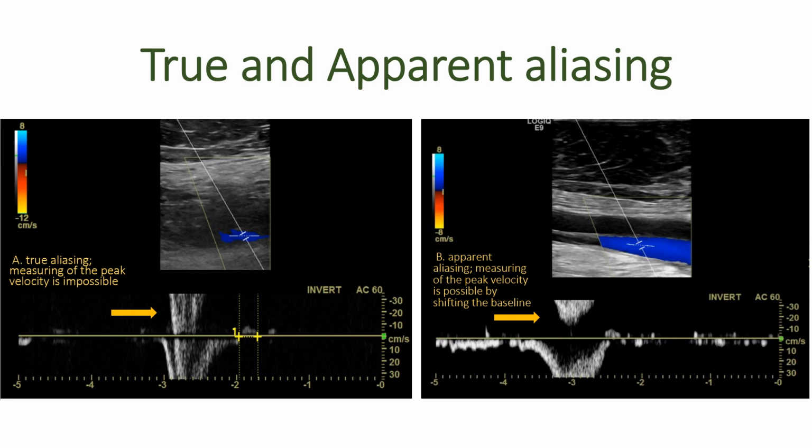The apparent aliasing depicted in image B is not really aliasing, but is caused by inadequate scaling. This artifact can be corrected by either moving the baseline of the velocity scale up or by increasing the scale, which is the same as increasing pulse repetition frequency.